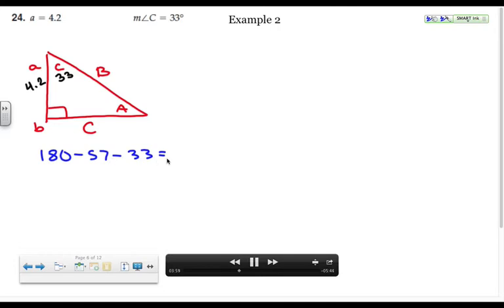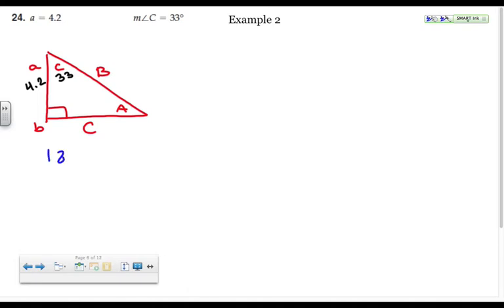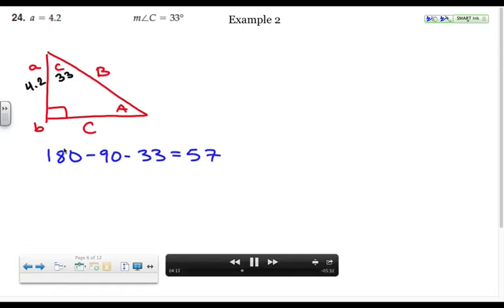Never mind. This is again where I screwed up and erased. I apologize for not being able to fix this on the fly. I don't know how to edit videos. I've tried a couple of times, and they take me way too long for it to be worth my time. So anyway, 180 minus 90 minus 33 is 57. So I have all my angles.